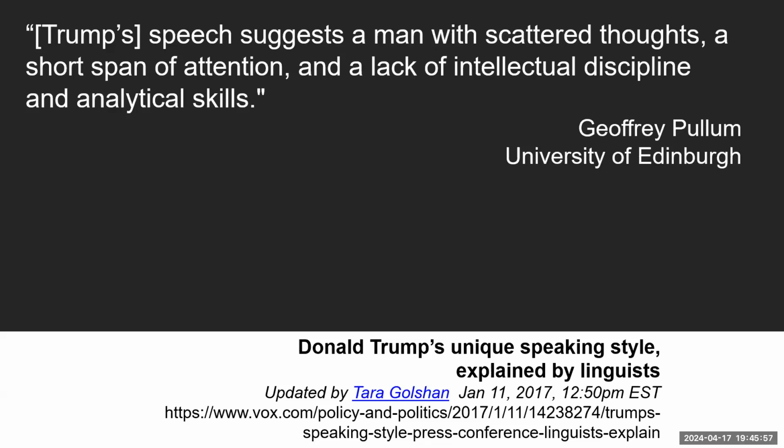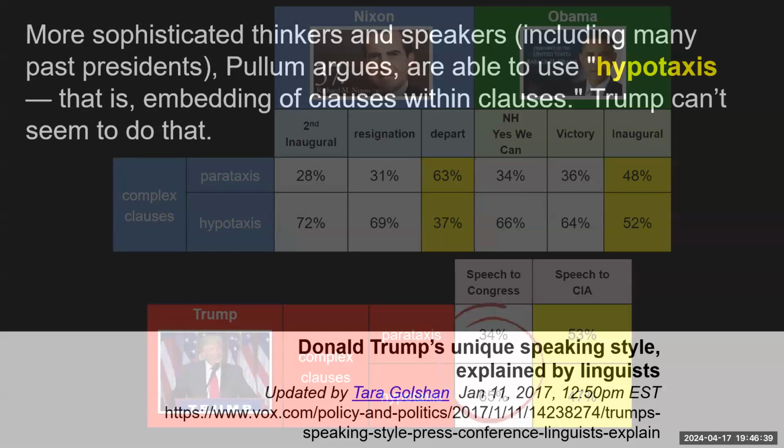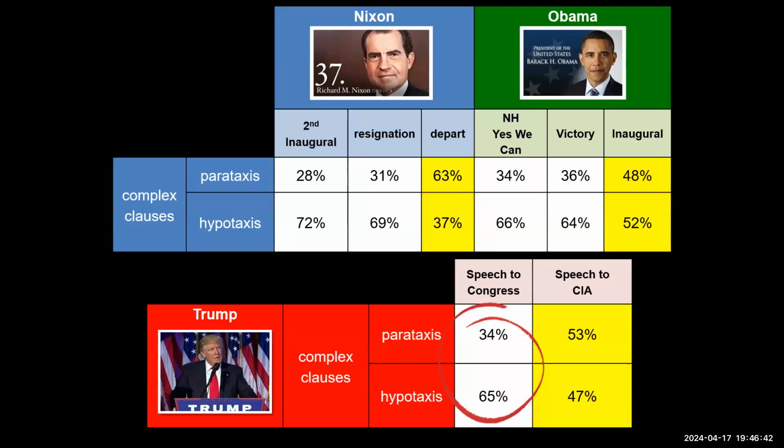So how do people react when there is a deviation? When it deviates from what people expect, people react negatively. Oh, he is a man with scattered thoughts, a short attention span, lack of intellectual discipline and analytical skills. People judge on the basis of whether or not the text meets their expectations. In fact, this linguist doubts whether Trump can even use hypotaxis. But in fact, yes, he can, as we've seen in the speech to Congress.